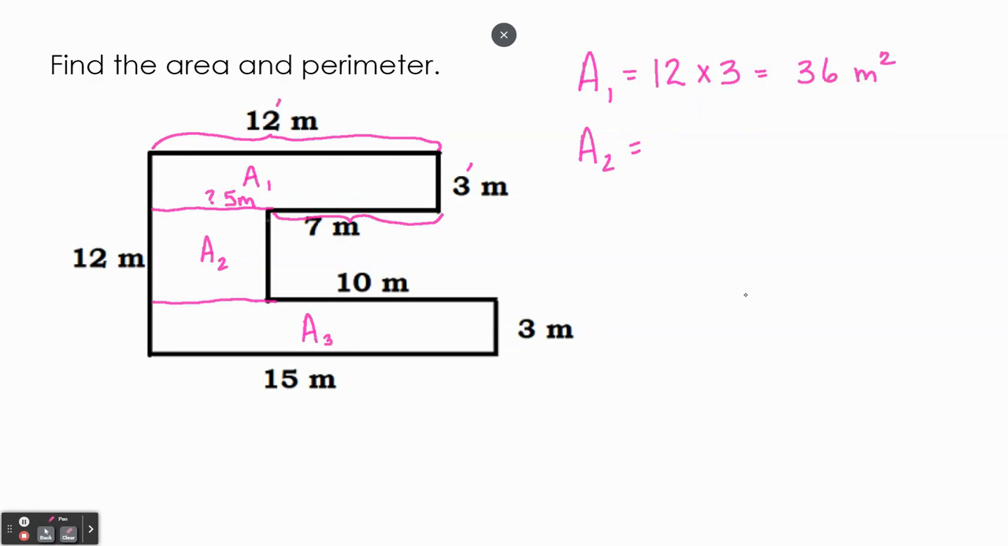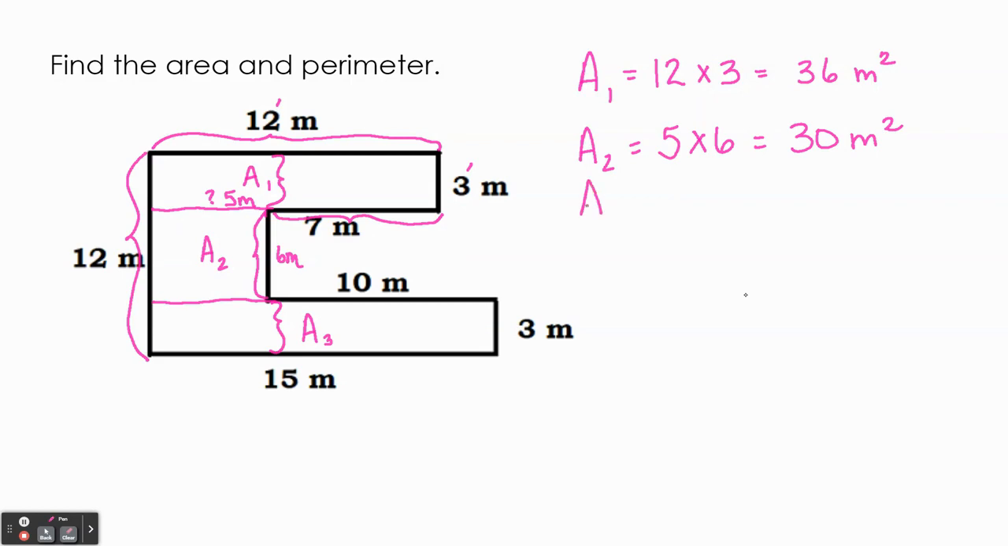Now, I also need to know the length, this segment here. And so let's use the same idea. I know that the whole figure is 12 meters. And then I also know that this section right there is 3. And this section right there is 3. So 3 plus 3 gives me 6. And then if I add another 6, I'll get 12. So this area 2 is 5 by 6. And I'll multiply those together to get 30.